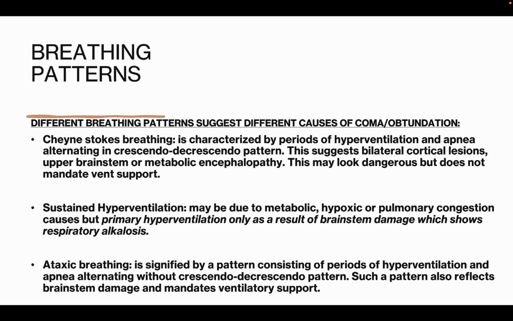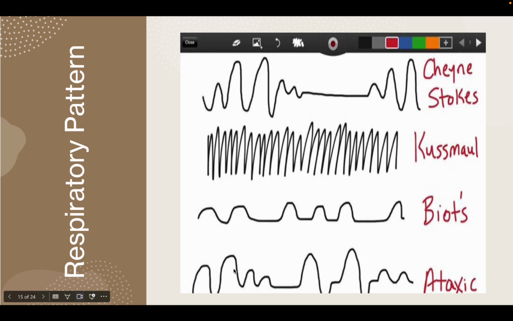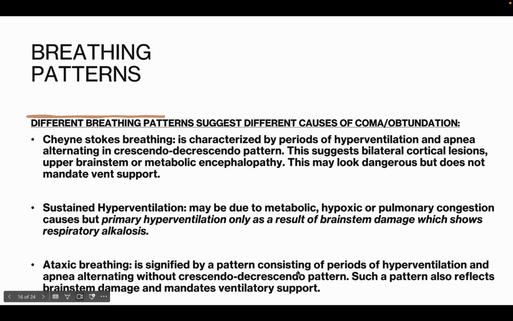Okay. Then you've got the ataxic breathing pattern. The ataxic breathing pattern is signified by periods of hyperventilation and apnea alternating with a crescendo-decrescendo pattern. And such a pattern also reflects brainstem damage. And this one mandates ventilatory support. And as we have seen here, the ataxic breathing pattern is an irregular pattern. And yes, now you need to think about ventilatory support.